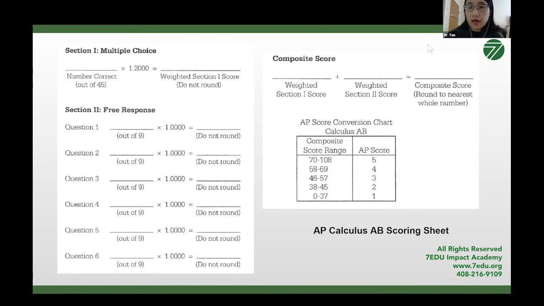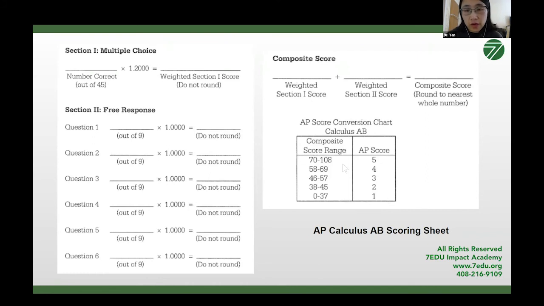Okay, and so once you have answered the multiple choice section and the free response section, your weighted section 1 score and the weighted section 2 score will be combined into a composite score. And then finally, the composite score will be converted into the AP score. That's the score you will receive when you receive your test report.